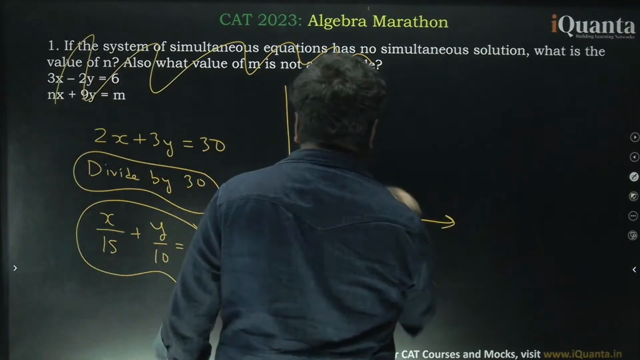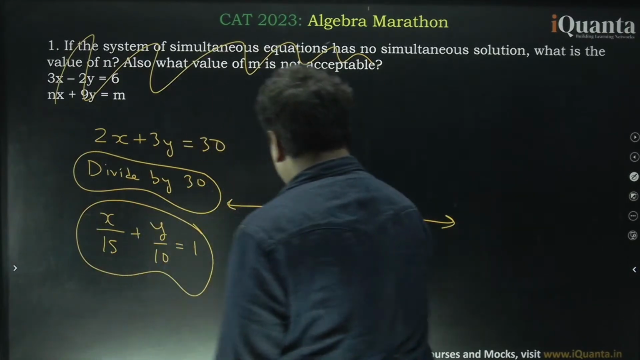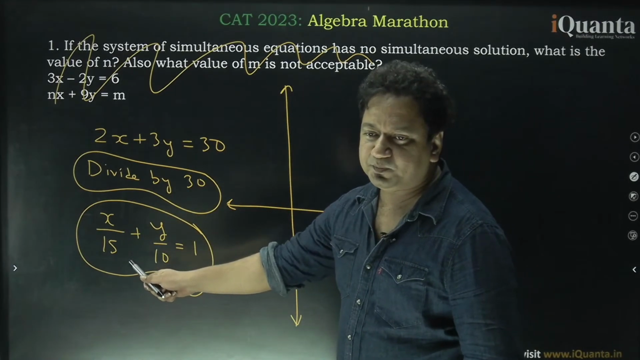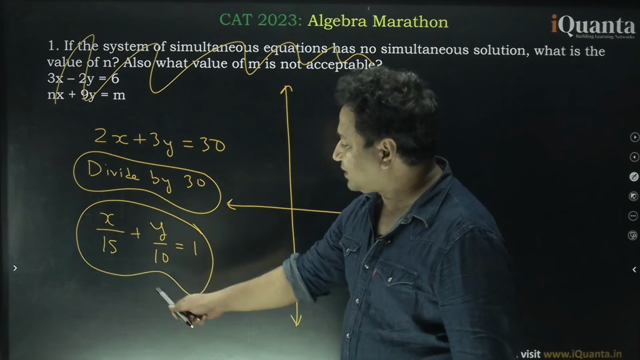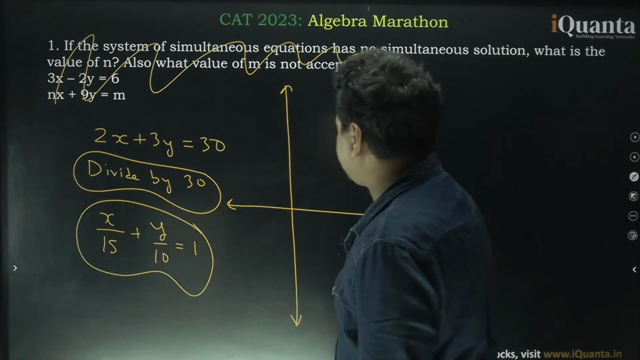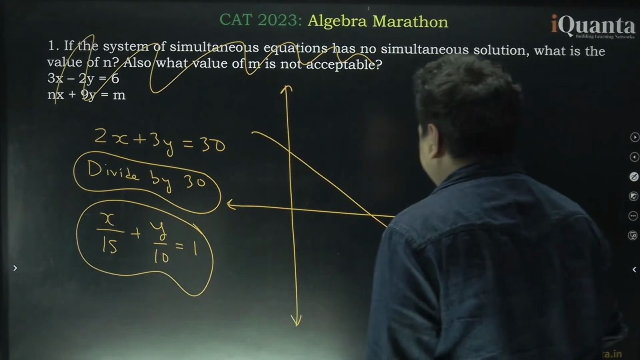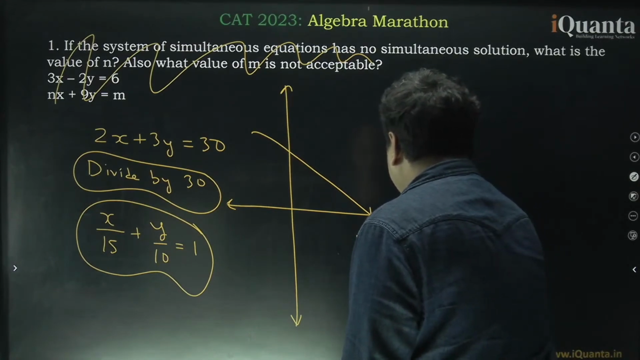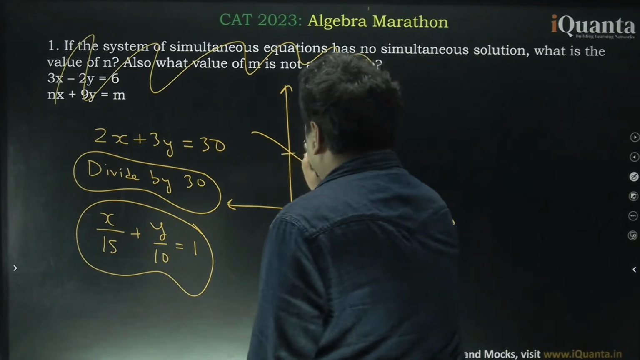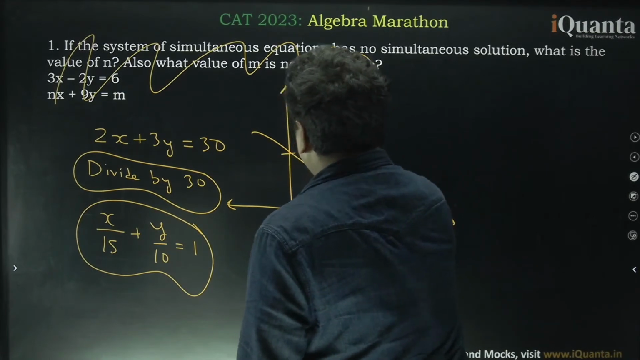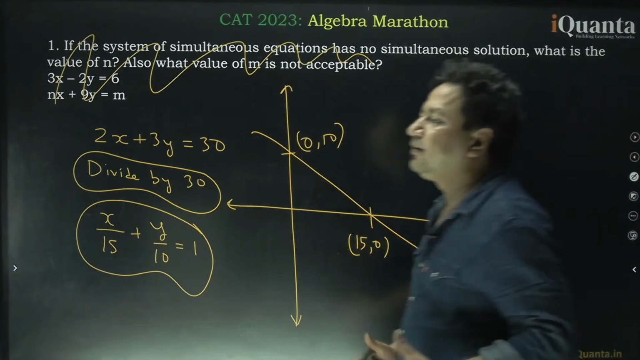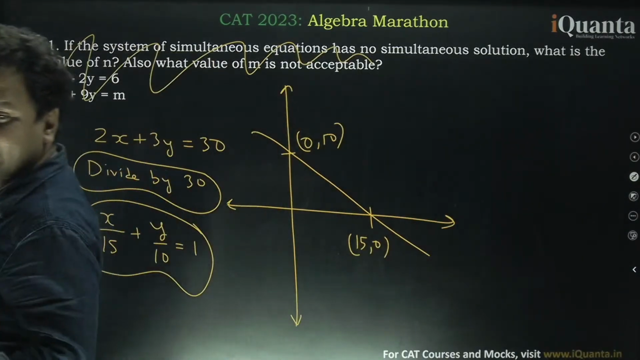How will we do it? Whatever we have as the denominator of x, that will be the x-intercept, and 10 will be the y-intercept. That means the line will be like this, intersecting x at 15 and y at 10. So I hope now you understand how to draw a graph of a straight line. Is that clear?